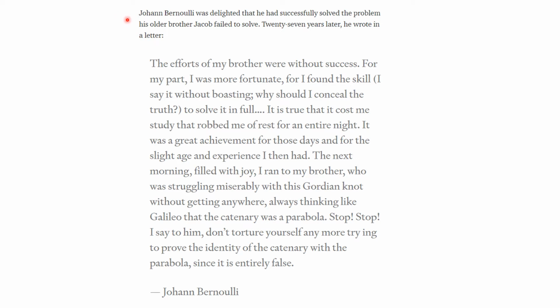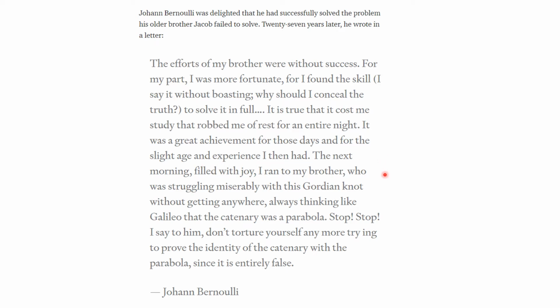It's interesting that the Bernoullis were somewhat of a dysfunctional family. Johann Bernoulli was delighted that he had successfully solved the problem that his older brother had failed to solve. Later he wrote in a letter, "The efforts of my brother were without success. For my part, I was more fortunate, for I found the skill, I say it without boasting, why should I conceal the truth, to solve it in the full. It is true that it cost me study, robbed me of rest for an entire night. He stayed up late, pulling an all-nighter to get this done. It was a great achievement for those days and for the slight age and experience I had then.